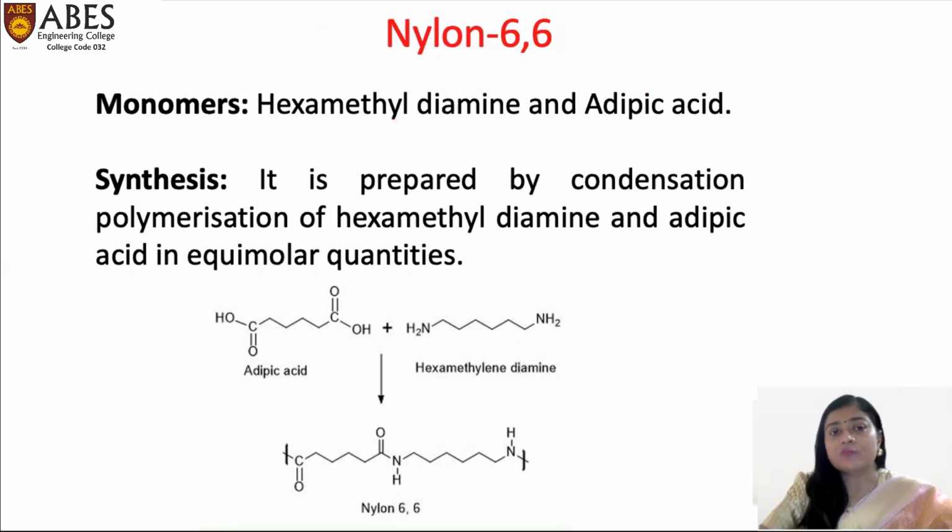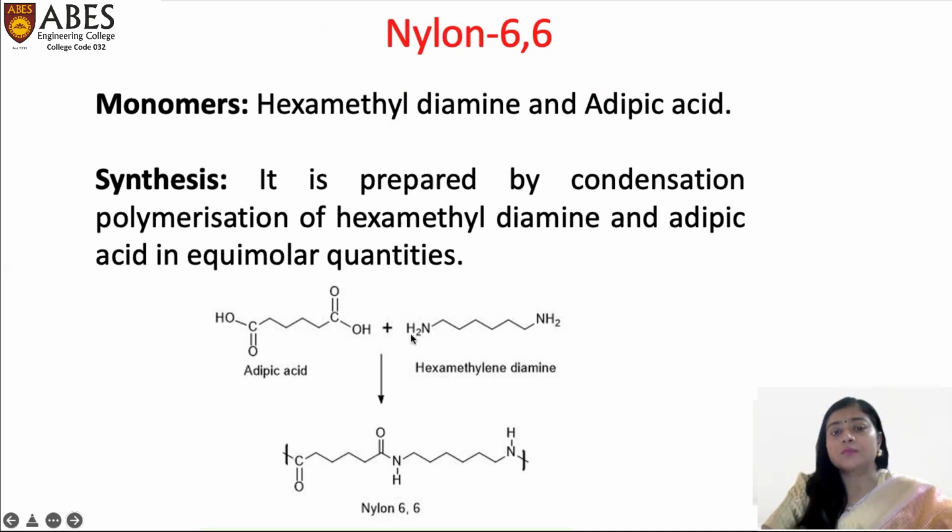Nylon 6,6 has the monomers hexamethylenediamine and adipic acid. You can see hexamethylenediamine is a diamine having both ends with NH2, and it has 6 methylene groups in between. Similarly, adipic acid is a diacid. You can see the terminal groups are carboxylic acids, and it has 4 methylene groups.